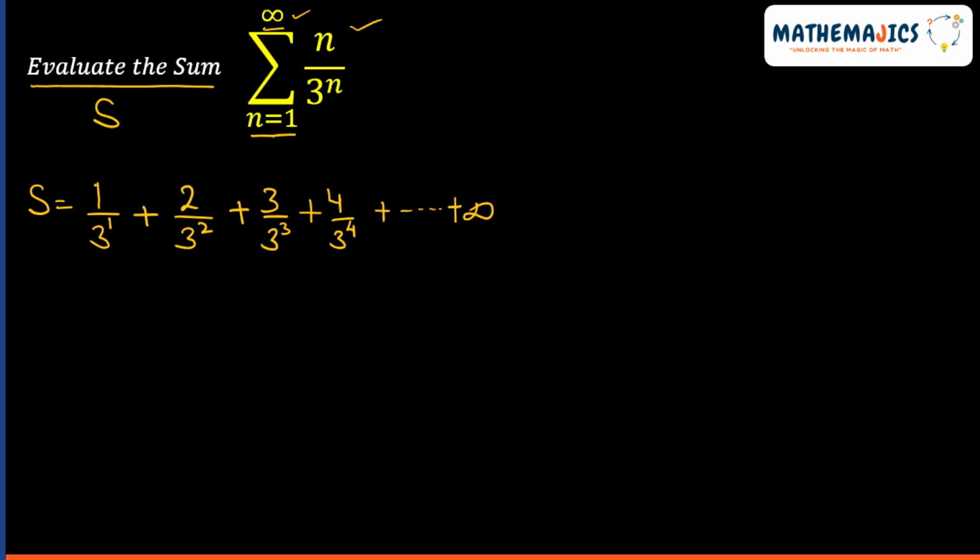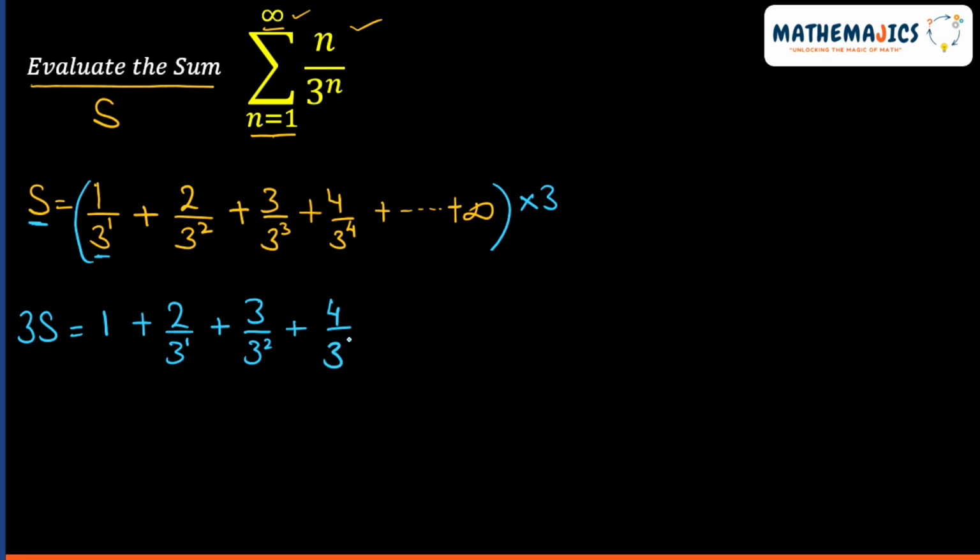Correct. Now to solve this, what I did, I multiplied this sum with 3. That means I multiplied the left side and the right side also with 3. So this will become 3s. As I multiplied the left side with 3, the right side will also be multiplied by 3. So if you multiply the first term with 3, we will get 1. If we multiply the second term with 3, we will get 2 upon 3 raised to power 1. If we multiply the third term with 3, we will get 3 upon 3 square. Like this, we will go up till infinity.